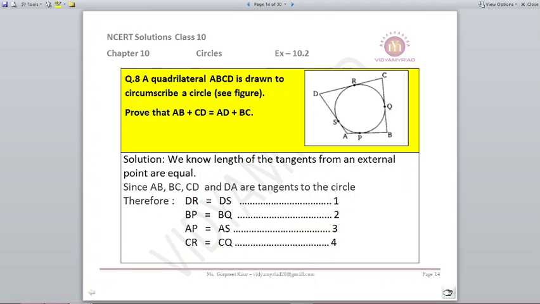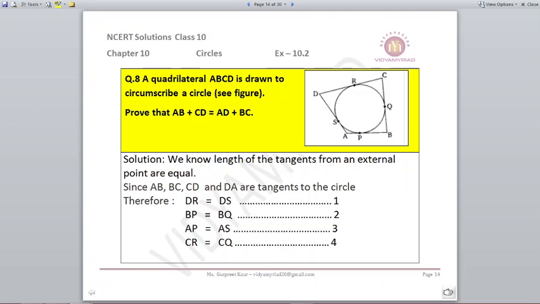Question 8. A quadrilateral ABCD is drawn to circumscribe a circle. Prove that AB plus CD is equal to AD plus BC. Now if you look at the figure, it is clearly seen that A, B, C, D are the external points and they are forming the tangents to the circle, due to which we can say that DR is equal to DS, BP is equal to BQ, AP is equal to AS and CR is equal to CQ.